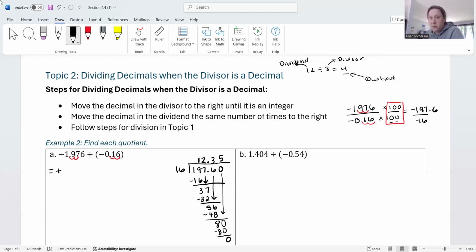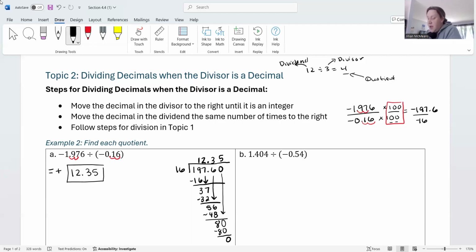Okay, so with a little bit of tweaking, we set up a problem that we knew how to divide by creating a divisor that was an integer. We divided, we already checked our signs. A negative divided by a negative is a positive. So my final answer is 12.35. So 0.16 will go into 1.976, 12.35 times. Okay? Now let's look at the next example.